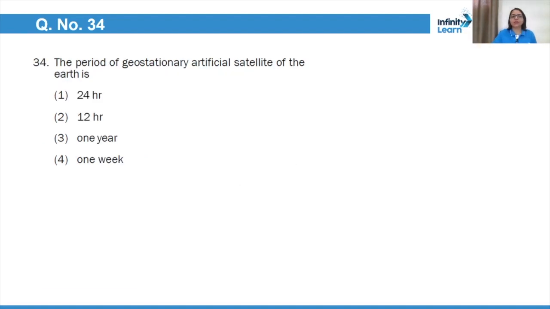Question number 34. The period of a geostationary artificial satellite of the Earth is 24 hours. It is same as that of the period of Earth, which is option 1.